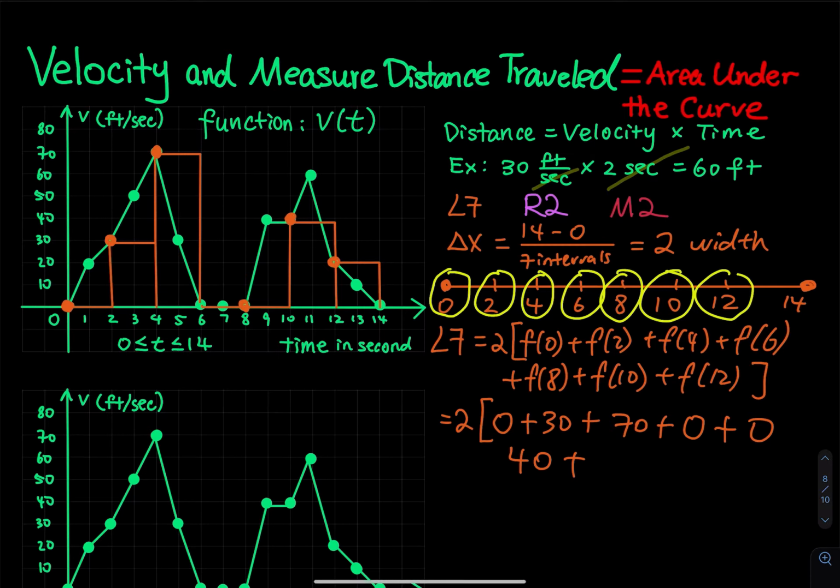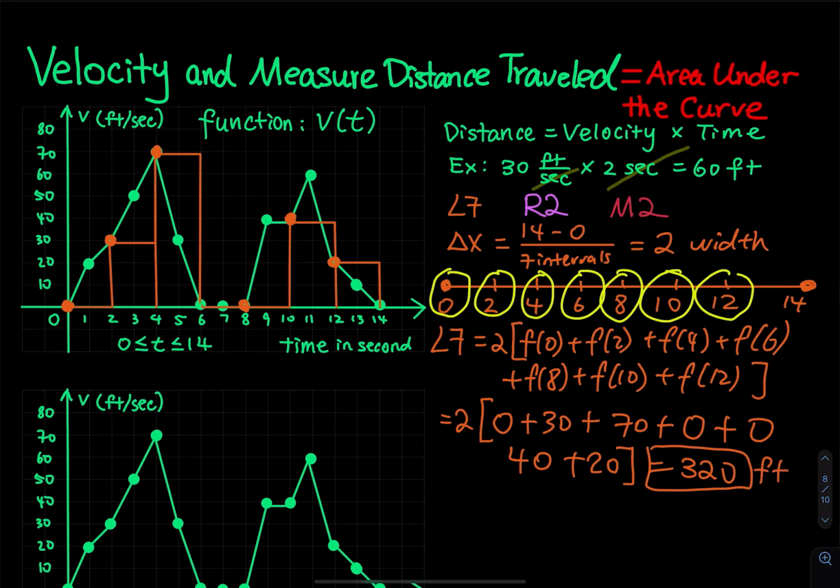And then line up with the 14, and then the height is equal to 20. So everything adds up. So add the numbers and then multiply by 2. The final answer is 320. This is the area under the curve, and this is the distance traveled.